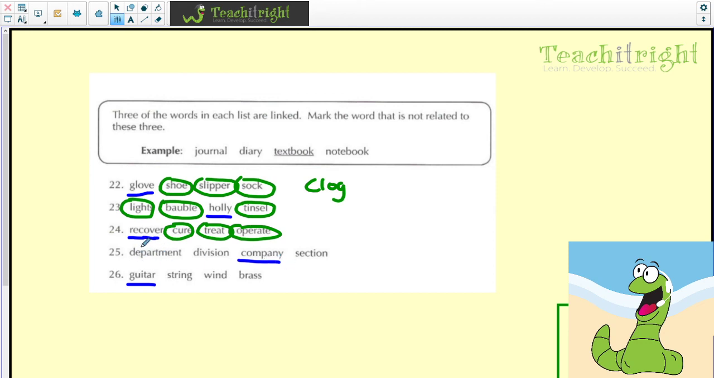25, we've got company, and then we've got department, division and section. So they are all parts of a company, whereas company is the whole. And then 26, all the others are categories of instruments. So you can have the string instruments, the wind instruments, the ones you blow in, and then the brass instruments. So guitar was the odd one out there.